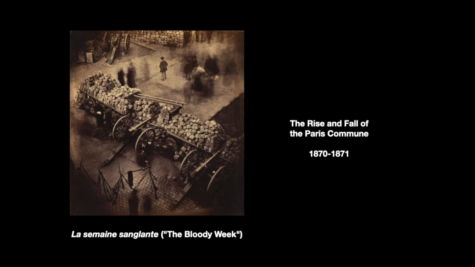The Commune was eventually suppressed by the National French Army during the Bloody Week, beginning on the 21st of May, 1871. It is believed that somewhere between 7,000 and perhaps as many as 20,000 communards were killed or executed. This is really the destruction of the political left in Paris, and it would take almost a whole century before the political left regained its footing.